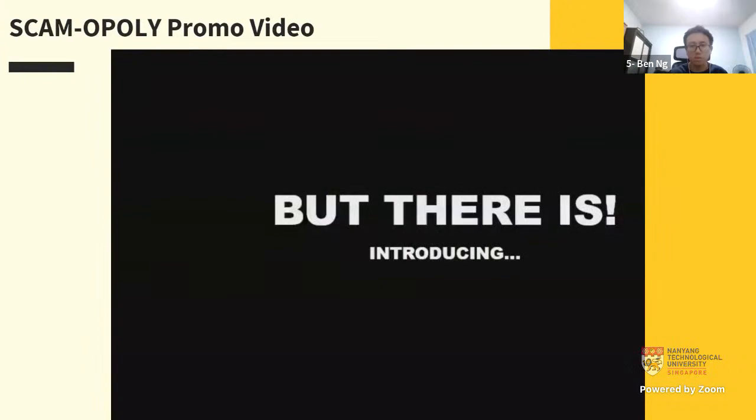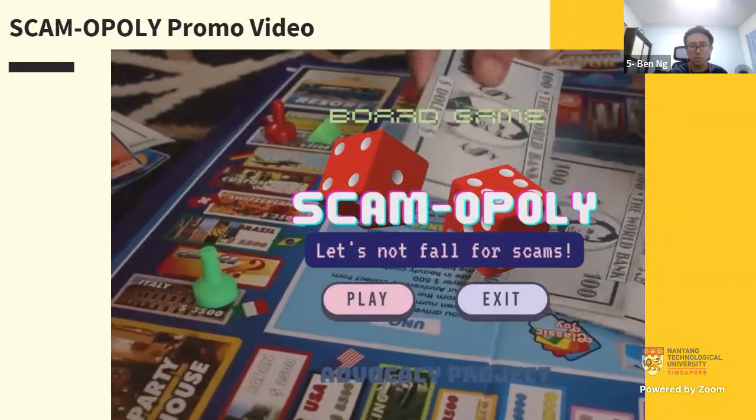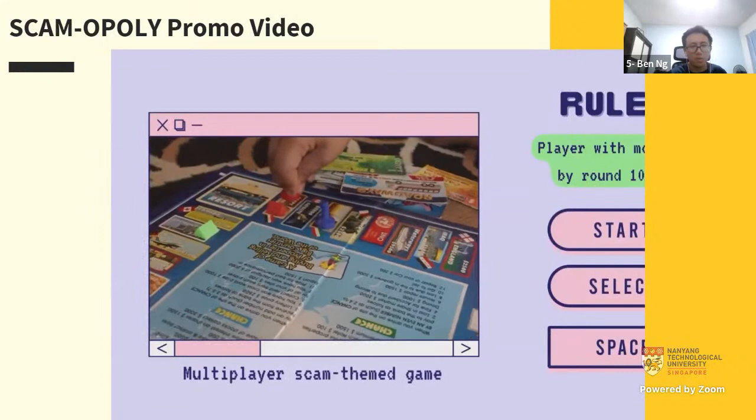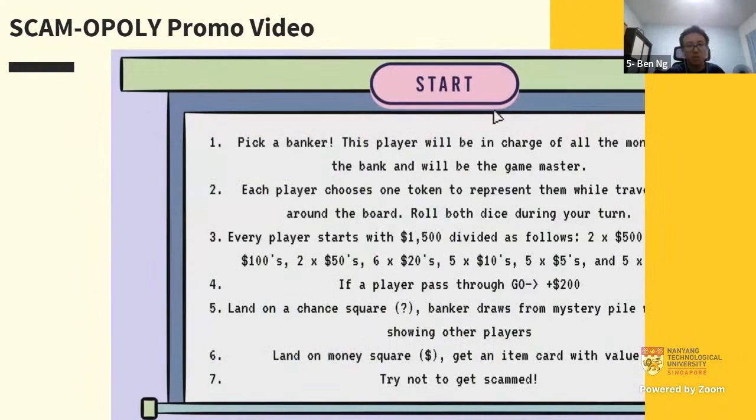Welcome to Scamopoly. Scamopoly is a multiplayer scam team game where the player with the most money by round 10 wins. Here are the rules. Number 1, pick a banker. This player will be in charge of all the money in the bank and will be the game master. Number 2, each player chooses one token to represent them while traveling around the board.